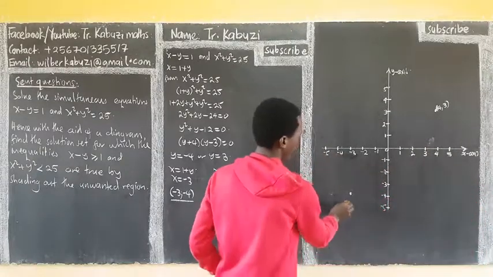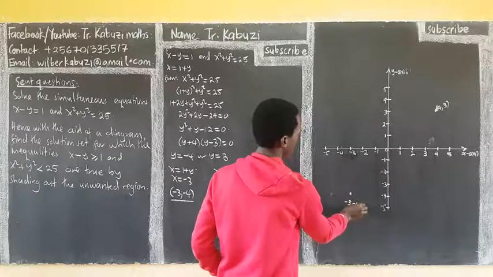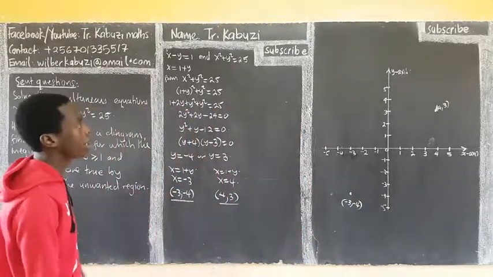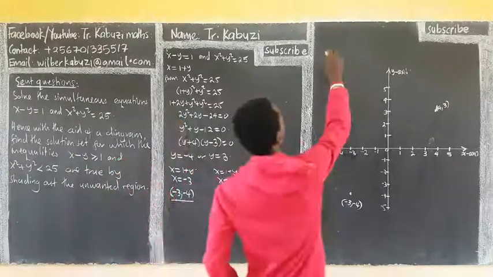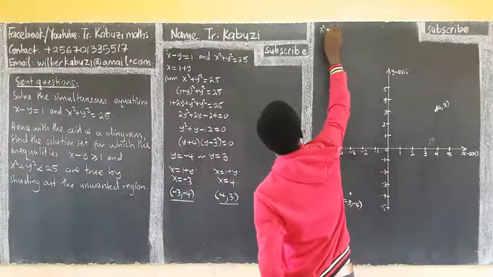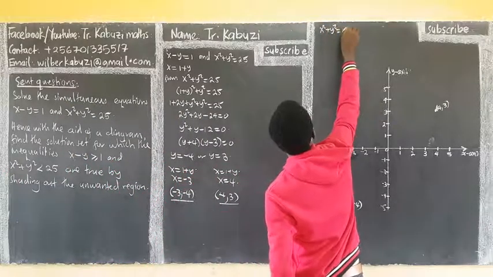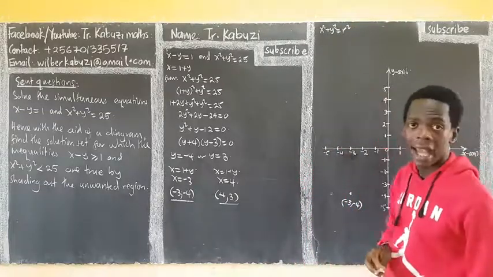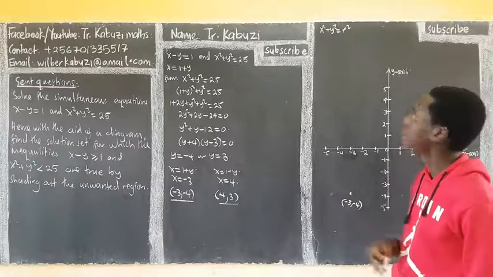So negative 3 on the x, then negative 4. This is this point. Now we need to draw this circle. When I come to this circle, you know it's x squared plus y squared equals r squared, the general equation of a circle with the center at 0, 0.